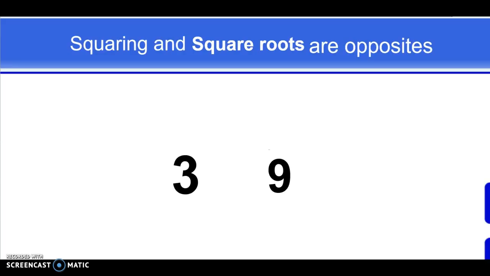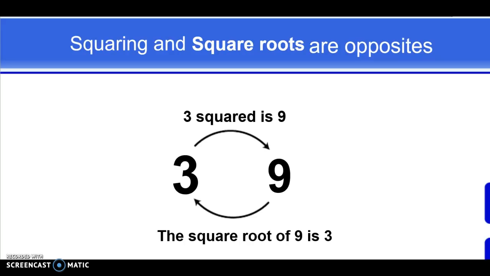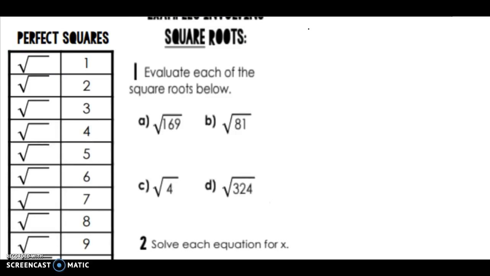So let's just review here. Squaring and square roots are opposites of each other. So if I take 3 squared, that gives me 9, but the square root of 9 is 3. So you all have a foldable at your desk, and we're going to fill this in together.